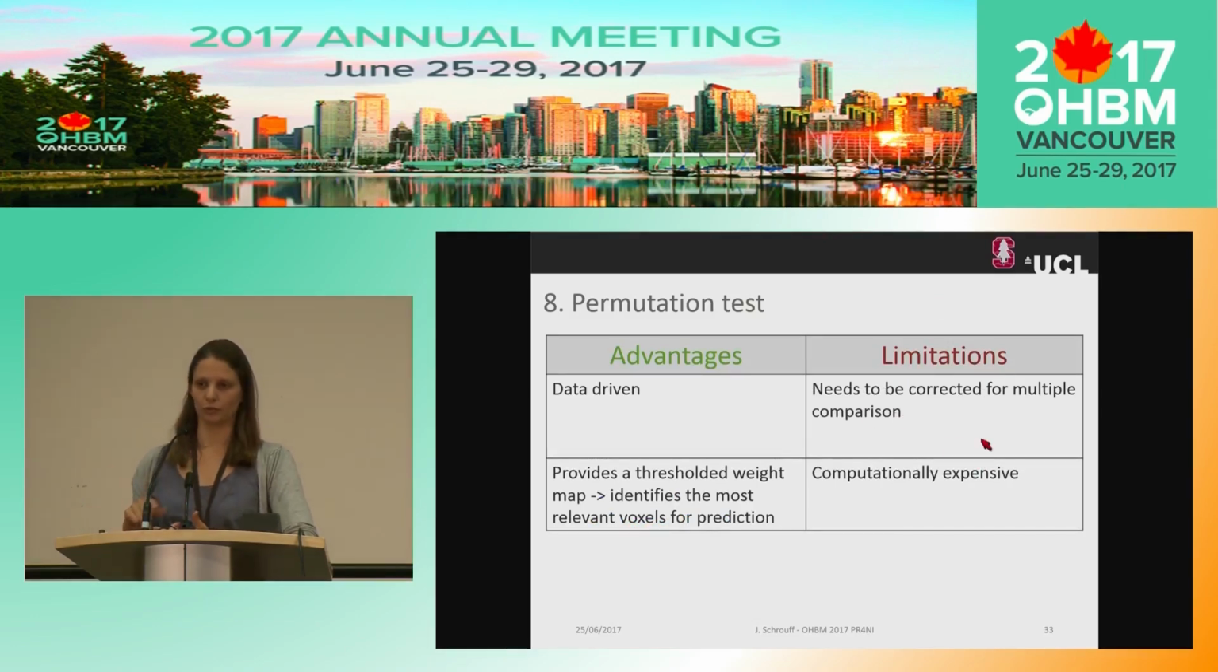You need to be careful when you perform multiple comparison correction. It's just a different way of doing it. If you're doing just FDR, you might be too conservative, so it might be something to keep in mind. If you are actually performing the permutations, it is pretty expensive, because computing the weight maps 1,000 times is quite expensive.